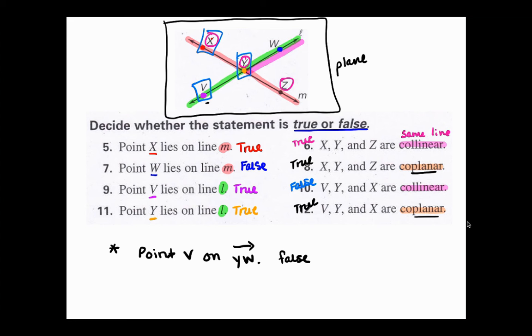You also have to be careful when we're looking at segments. So is point X on segment YZ? So when you look at that segment YZ, it just goes from Y to Z and doesn't contain anything else. So that one is also false. So be careful that you pay attention to starting and stopping and what direction they go in.